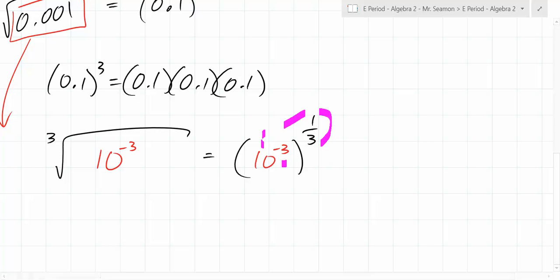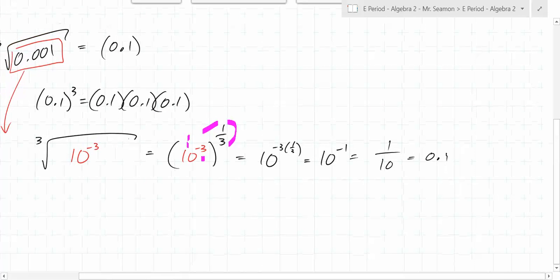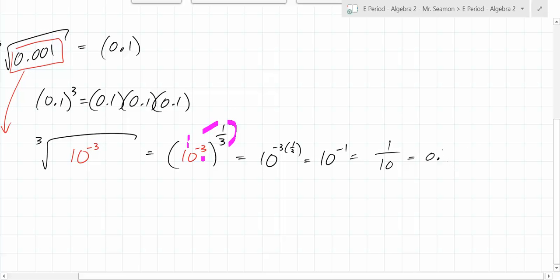What do you do with them? So this is going to be 10 to the negative 3 times 1/3. What is negative 3 times 1/3? 10 to the negative 1 is 1 over 10, which is 0.1. This is longer than guess and check, but can you see how it works? It's kind of neat. When you see things you can write in scientific notation, sometimes it will help to write it in scientific. Not always, but in this case it does.